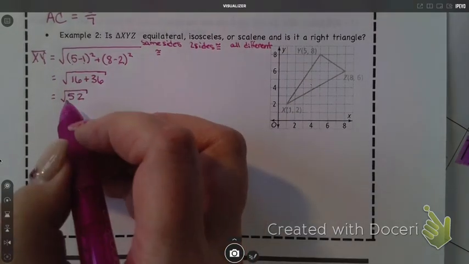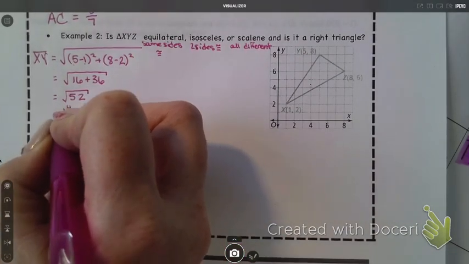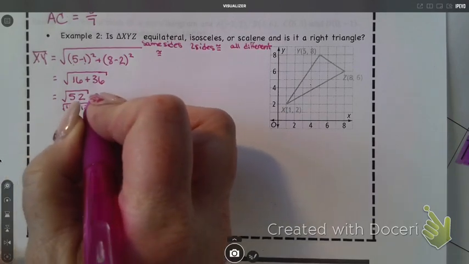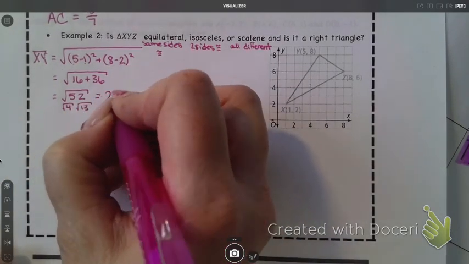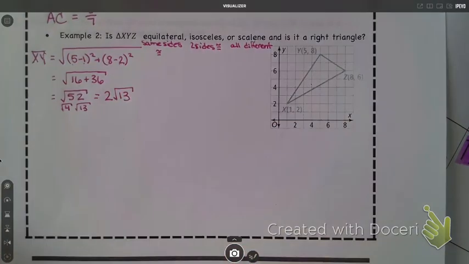So, well, 4 goes into it, doesn't it? So square root of 4 times the square root of 13. What's the square root of 4? 2 square root of 13? No, it's 2 square root of 13, because the square root of 4 is 2.